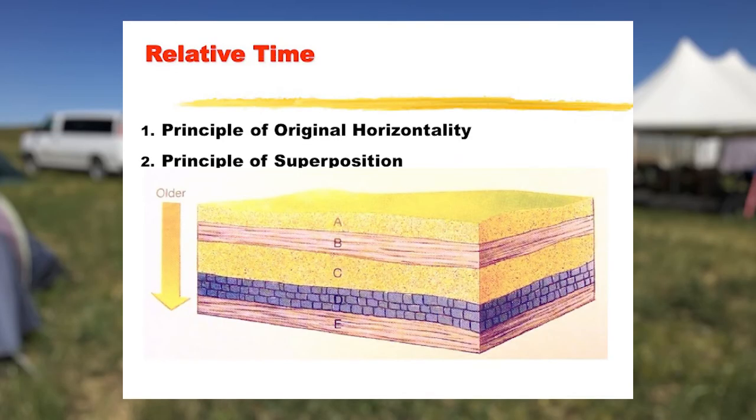Here's an example. This illustrates the principle of original horizontality and superposition. Superposition means that one layer is above another layer. Original horizontality means that rocks are laid down more or less flat. So if you see rocks that are not horizontal anymore, you would infer that originally they were deposited horizontally and they have been tilted up since that time or something has happened to them since that time.